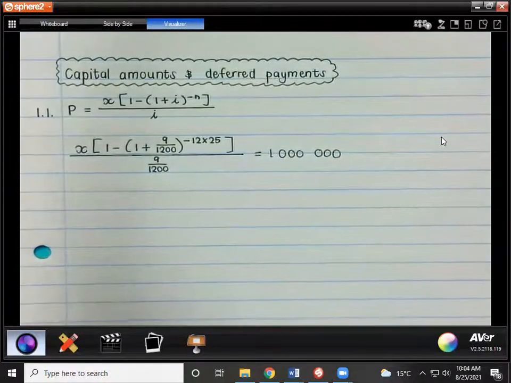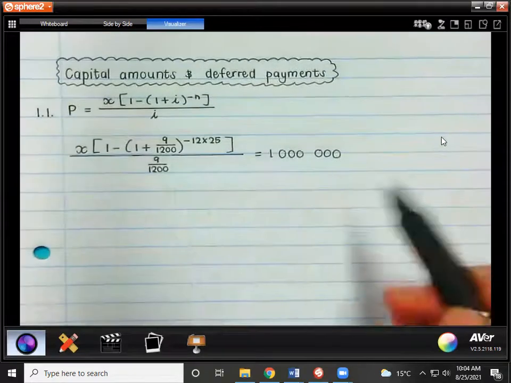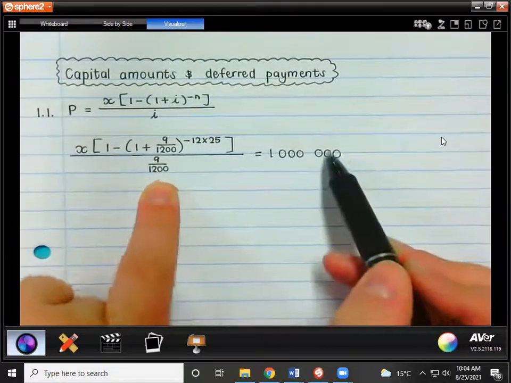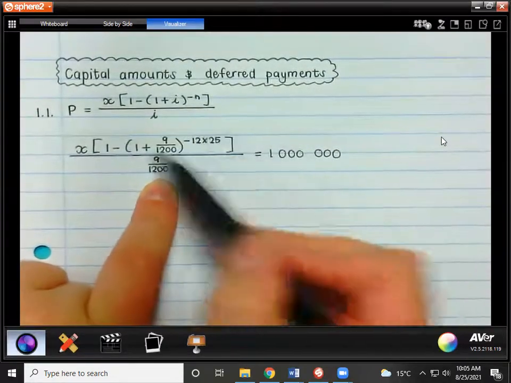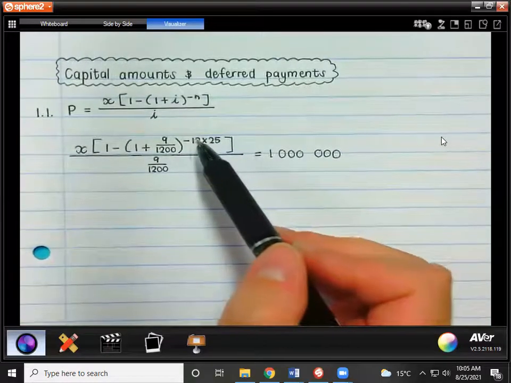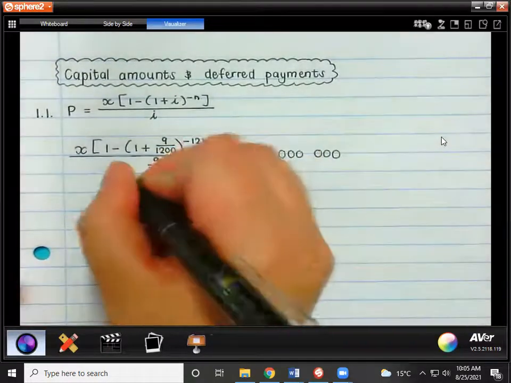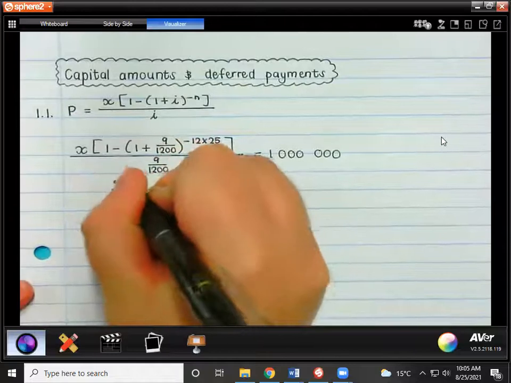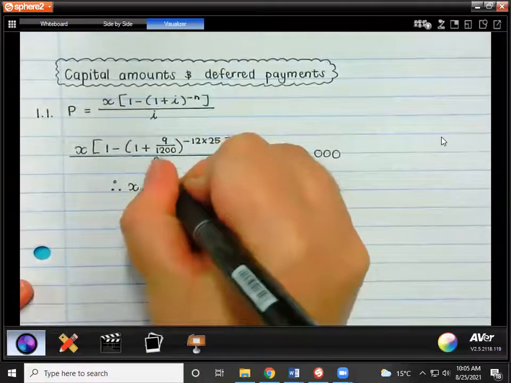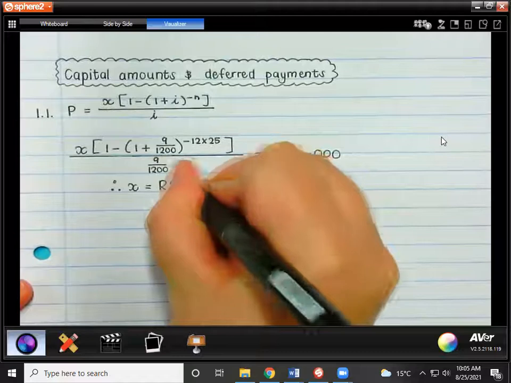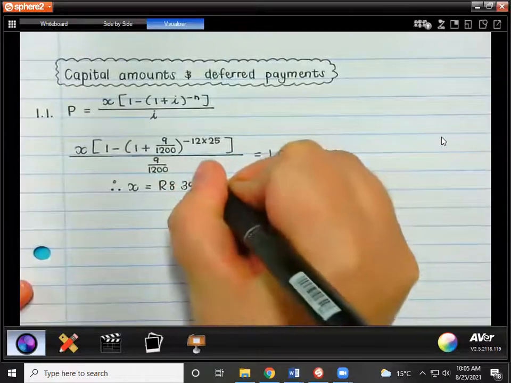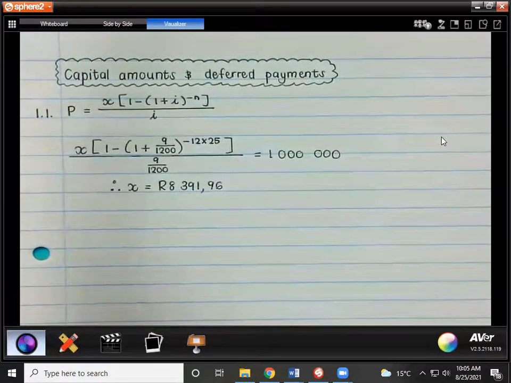Now to save some time, I already have the answer, but what you would have to do is multiply 1 million by 9 over 1200 and then divide that by the whole bracket. And you solve for X, so therefore X is equal to 8,391 rand and 96 cents. That is the monthly repayments on this bond. It's actually quite low, I think.